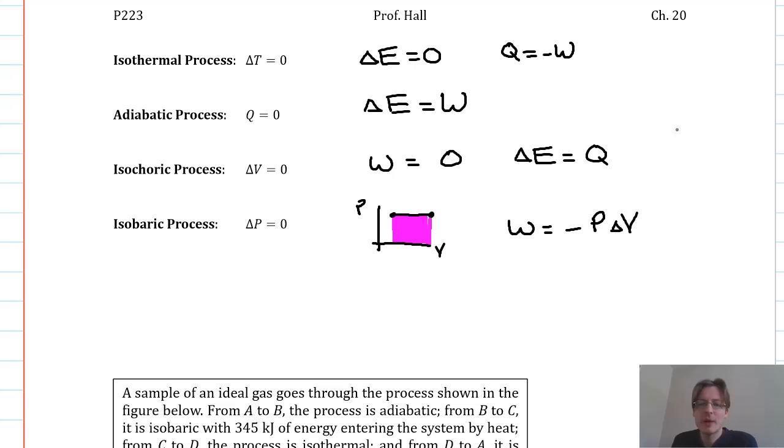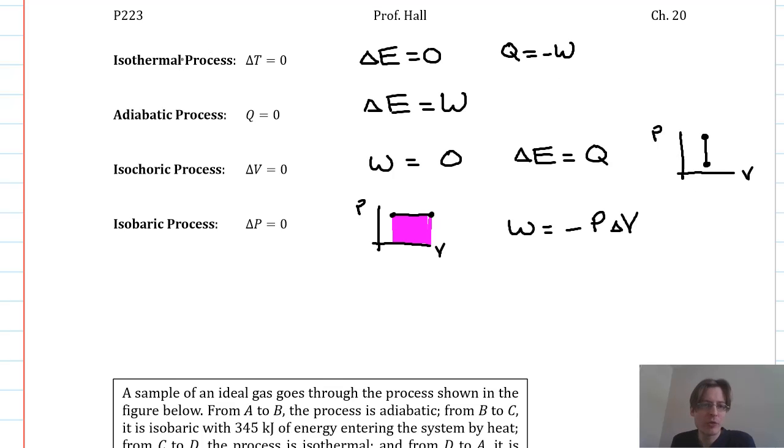Isochoric process. That one's easy to draw as well. No change in the volume at all. Means it's just a vertical line in a PV diagram like this. And no work is done. In that case, there's no area to consider.